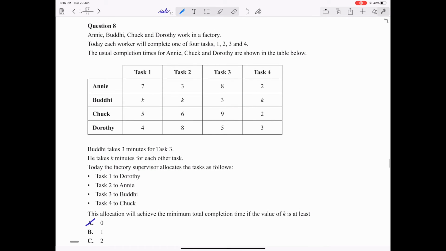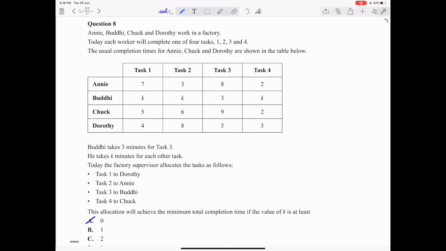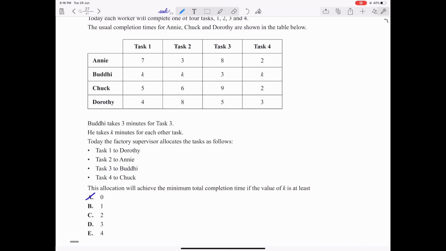And we want to find the minimum value of K. So let's start off with, so we want to find the least value of K. So the allocation is a minimum. So this allocation given in the question is a minimum. So let's start off with the largest number, 4. So if we make K 4, will this still achieve the minimum total completion time?